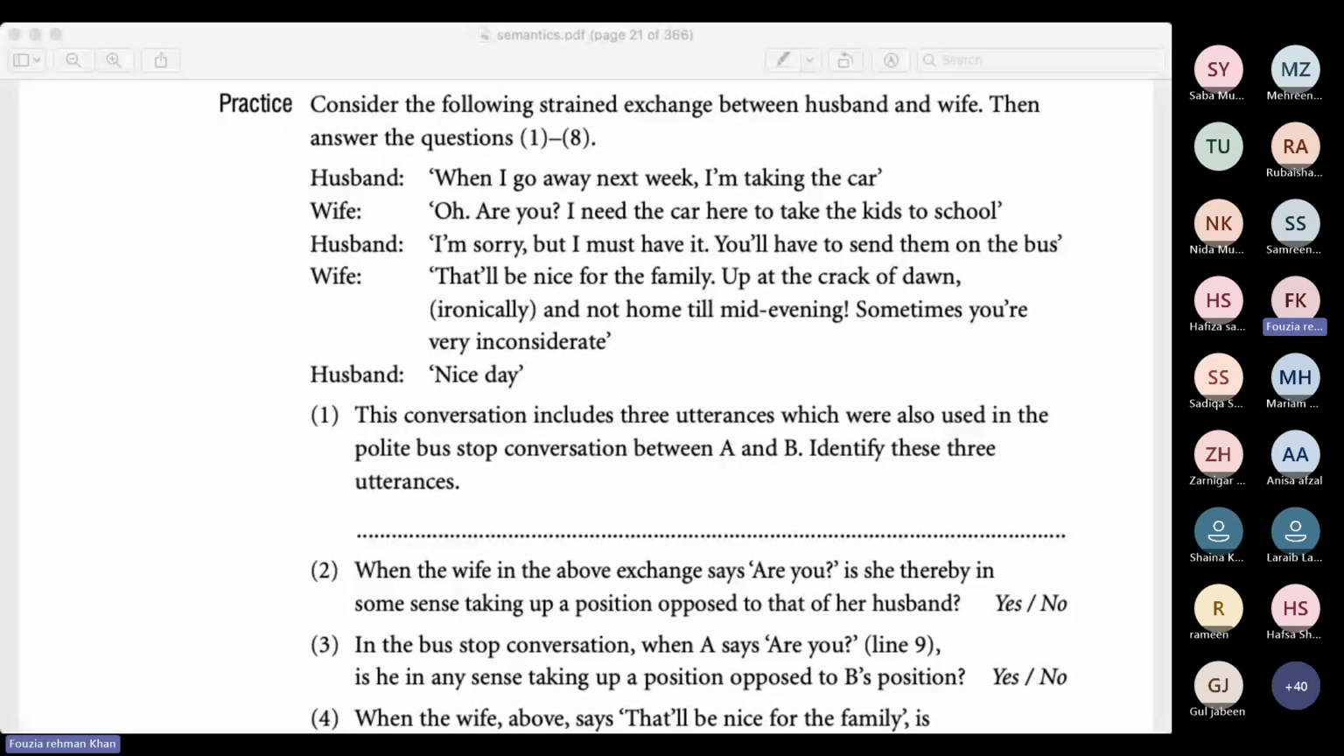At the bus stop, it was kind of amazement also. Like, are you going really? Are you really going for the holidays? And then they said that this would be nice for the family. So the third one, that will be nice for the family, at the bus stop and here. What's the difference? Very quickly, guys, so that we can move forward.